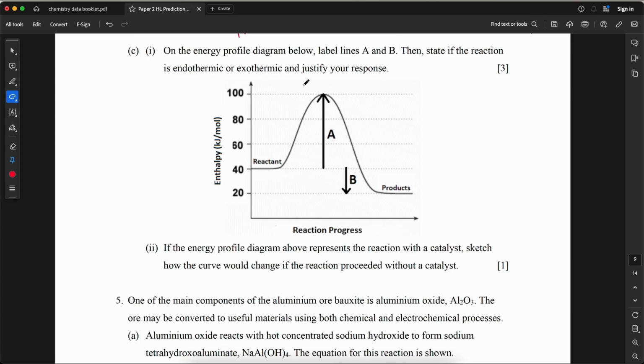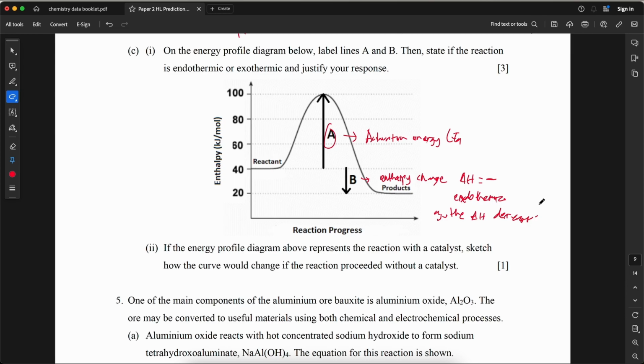On the energy profile diagram below, label lines A and B, then state if the reaction is endothermic or exothermic and justify your response. So A will be activation energy, okay, and then this one will be enthalpy change, which is delta H and is negative, so this one will be exothermic as the delta H decreases.